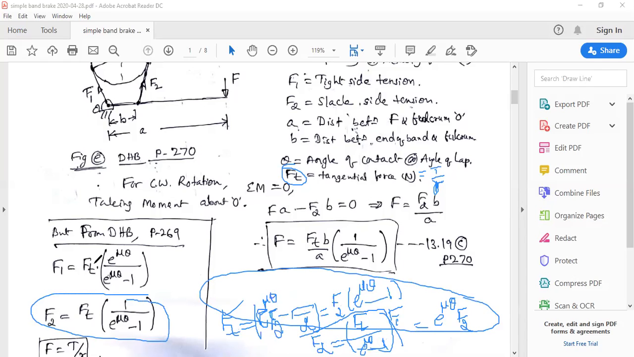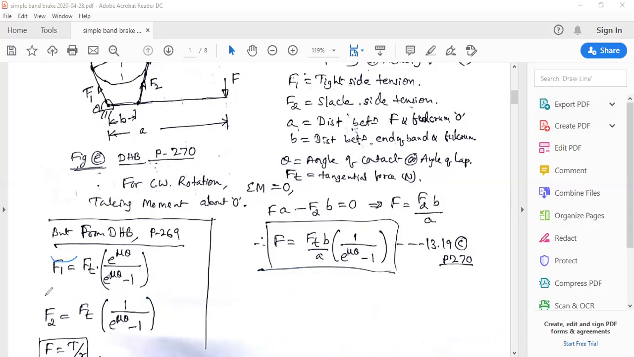In the same manner, if F1 is required, we have F1 minus F2 equal to Ft, and F1 by F2 equal to e raised to mu theta. So F1 by e raised to mu theta is equal to F2. This F2 value is substituted in the equation Ft equal to F1 minus F2, so F1 minus F1 by e raised to mu theta. After simplification, you will get F1 as this equation. So this is the conversion using the belt tension ratio and the tension difference between the tensions, and the equation is obtained in the form of tangential force and e raised to mu theta.